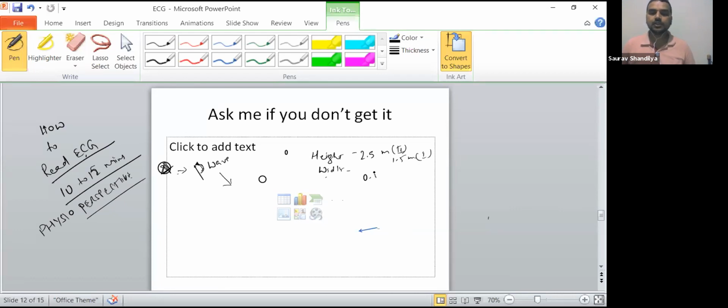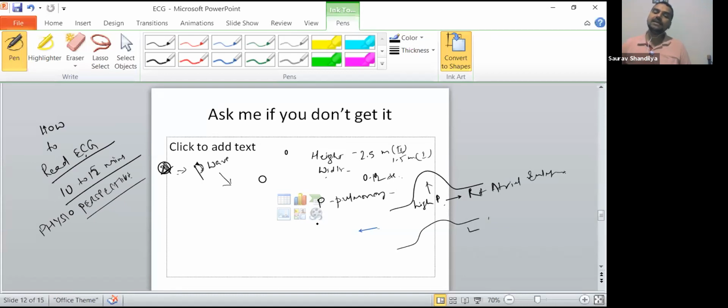Width is generally 0.12 second. Okay, so what happened here? P, remember P, that is the P for pulmonary valve. If that is the problem, then generally the P wave goes higher. So if it is a high P wave, that means it is a right atrial enlargement. Okay, if it is a wide P wave, that means it is mitral.